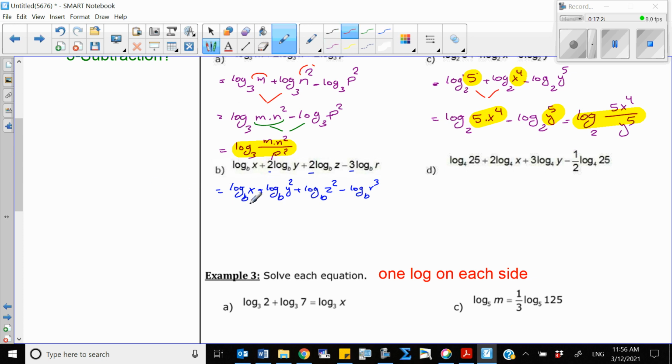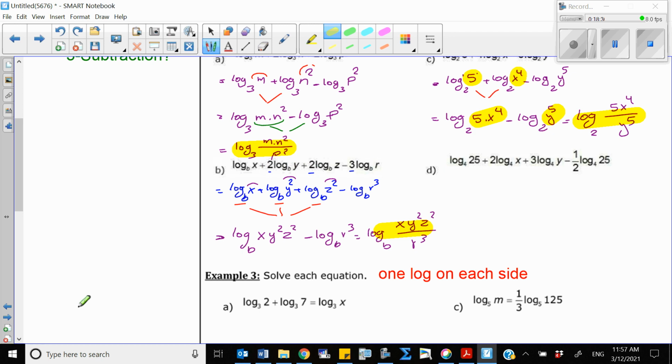Okay, now do I have any addition? Yes, I have addition between 3 terms. So I can rewrite them as 1 log, and then the argument is going to be all these multiplied by each other. So this will be log base b of x times y squared times z squared. Then the next term was log base b of r to the 3. Okay, now what do I have? I have a subtraction, so I can rewrite this as a quotient. So it will be log base b of the top, which is the first one, x y squared z squared, over the second one, r to the power of 3. And that's it. Oh, sorry, I meant to highlight this. So this is my answer.